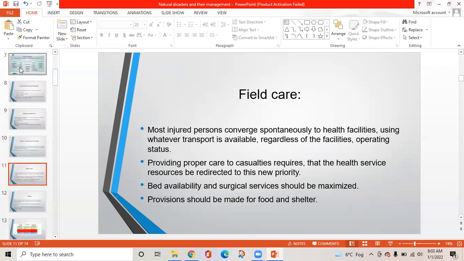Field care. Most injured persons convey themselves spontaneously to the health facilities using whatever transport is available, regardless of the facility's operating status. Providing proper care to casualties requires that the health services resources be redirected to this new priority. Bed availability and surgical services should be maximized. Provisions should be made for food and shelter.